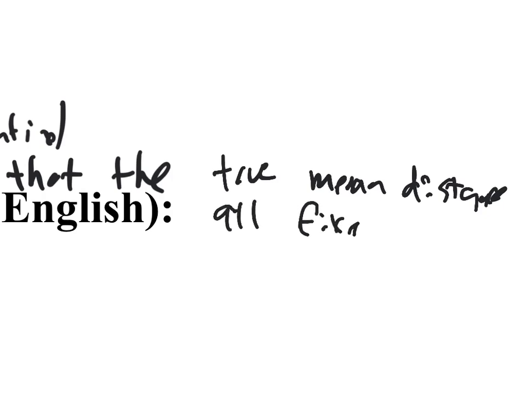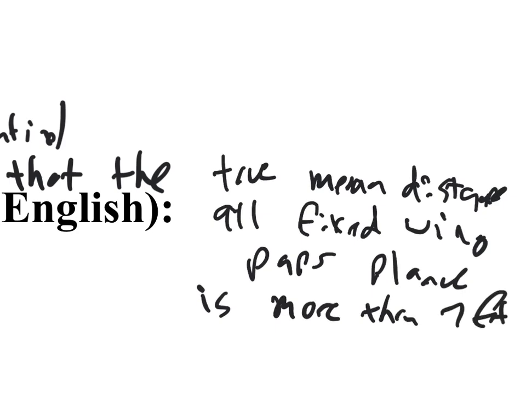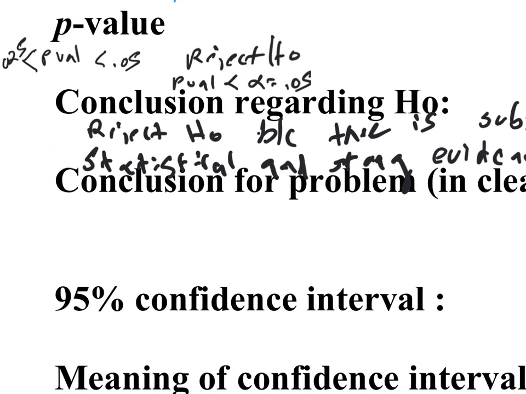Fixed wing paper planes. What did you say? More than 7 feet. Look at that. Oh, wait a minute. I cheated. I said reject H naught. I don't know why I continued writing all this. This could have gone right down here, right? That's fine. We got it.